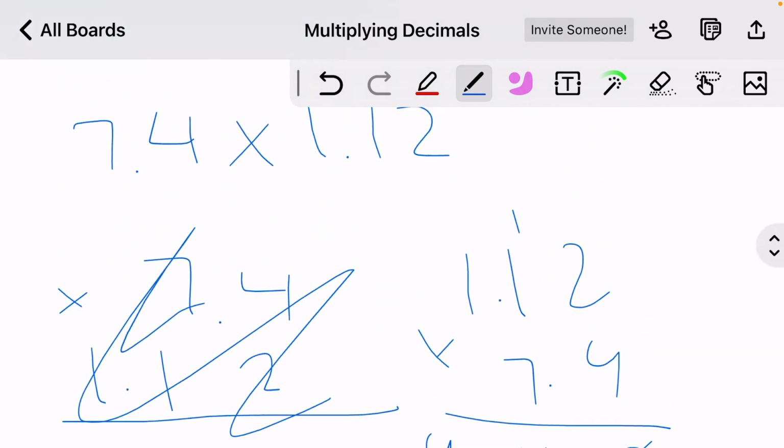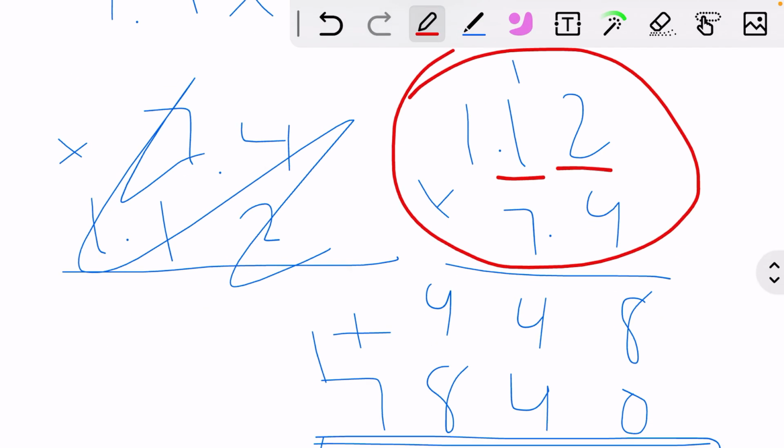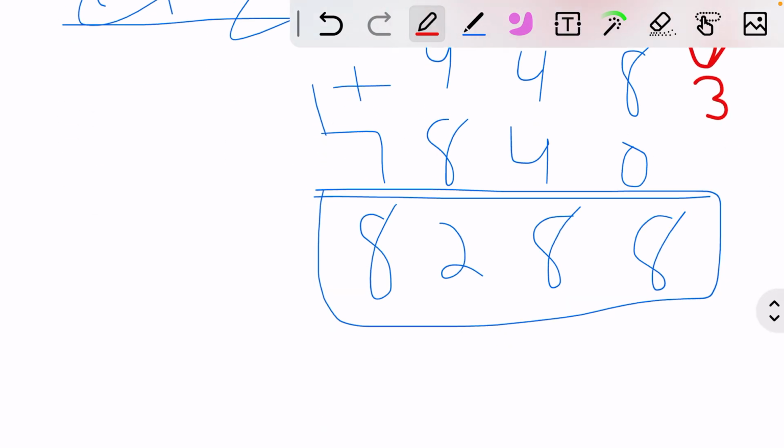But remember, we have to go back up to the original problem and count how many digits were behind the decimal point. So we got 1.12, so we got 1 and 2 behind the decimal. And we got 7.4, so that 0.4, that's another digit behind the decimal. So those are going to be 3. Three numbers behind the decimal point. So we're going to do the same thing in our final answer, which is going to give us 8.288.